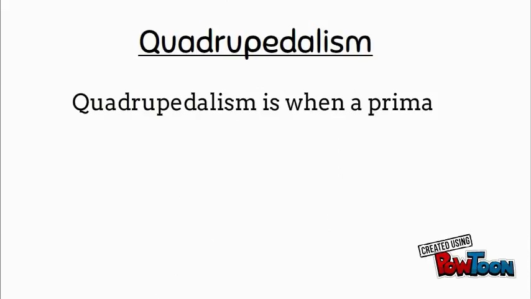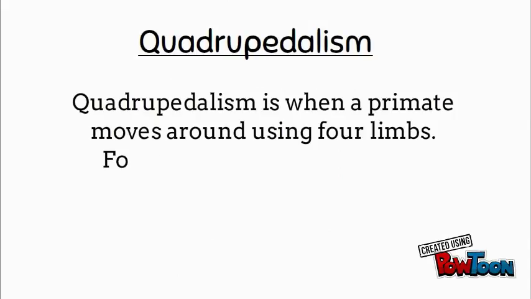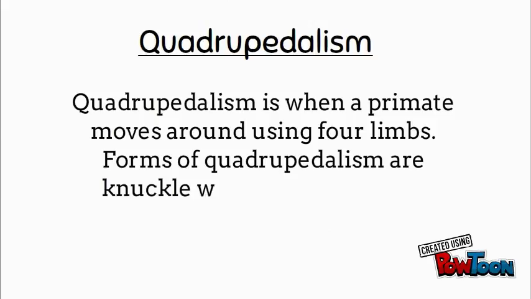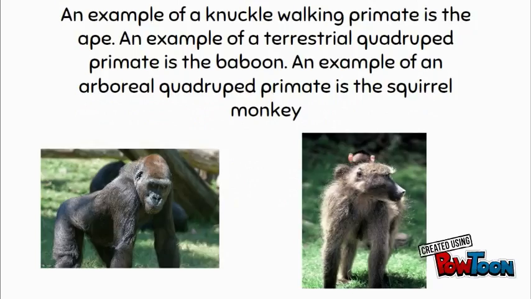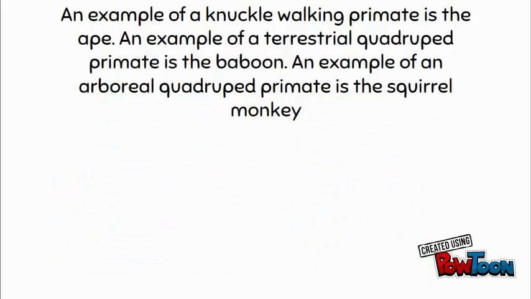Quadrupedalism is when a primate uses 4 limbs to move around. Forms of quadrupedalism are knuckle walking, terrestrial, and arboreal. An example of a knuckle walking primate is an ape. An example of a quadrupedal terrestrial primate is baboons. An example of a quadrupedal arboreal primate are the squirrel monkeys.